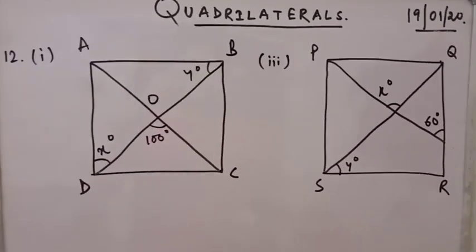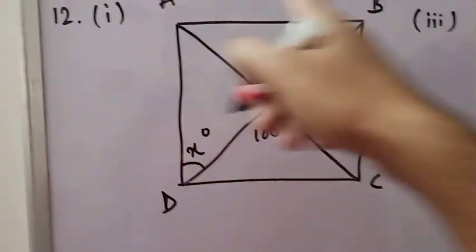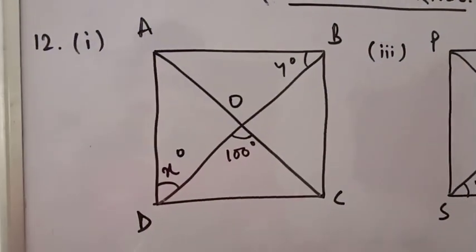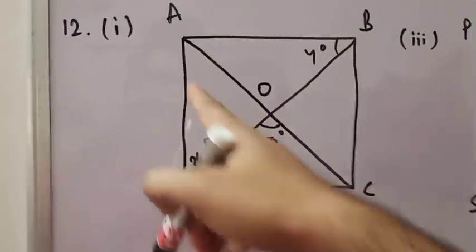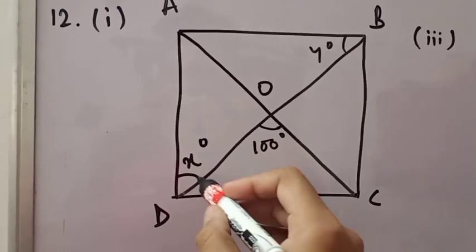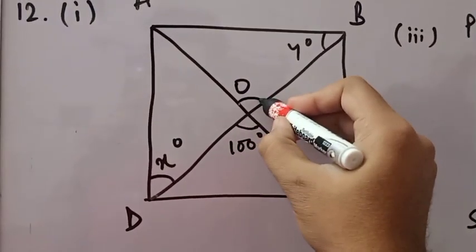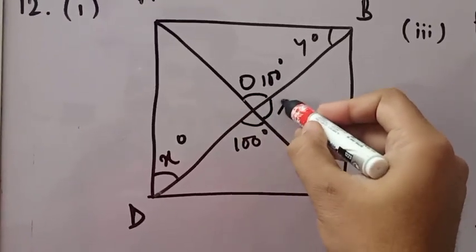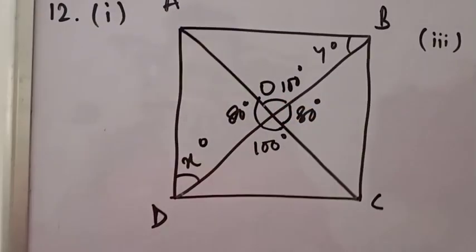Now in number 12, see that A, B, C, D form a rectangle. Now we have to find the x and y. So diagonals bisect each other. That means this equals 100 given. That means this equals 100 because of vertically opposite angles. If this equals 100, then this equals 80 and this equals 80. Why? Because of linear pair, so this is 80.